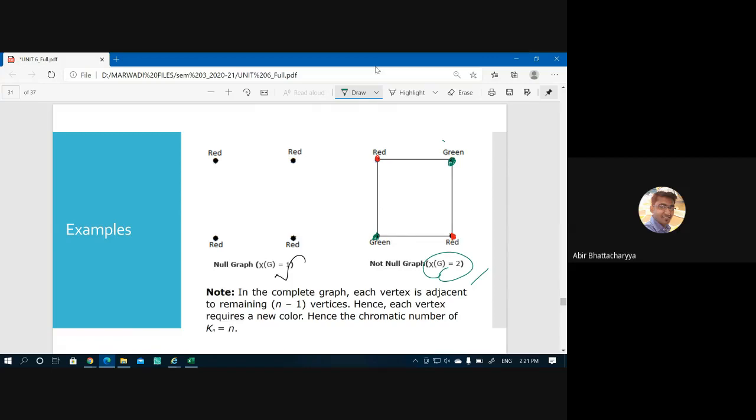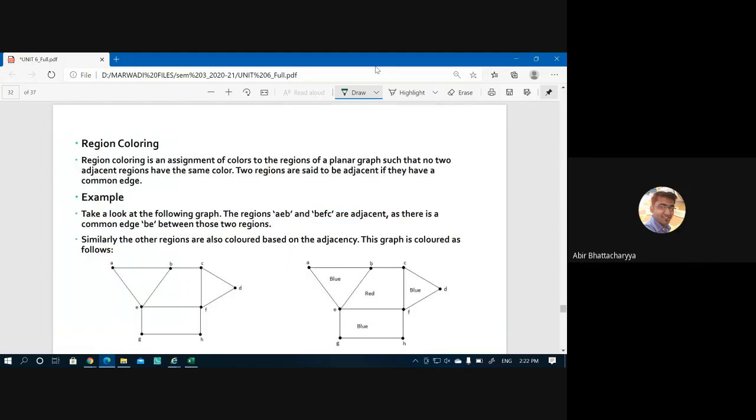Similarly, we can find another thing: for any complete graph, complete graph means each and every vertex is connected to each other. So obviously all the vertices are connected to each other. That means we have to put n number of colors in the context of the complete graph K. So the chromatic number is K, n only.